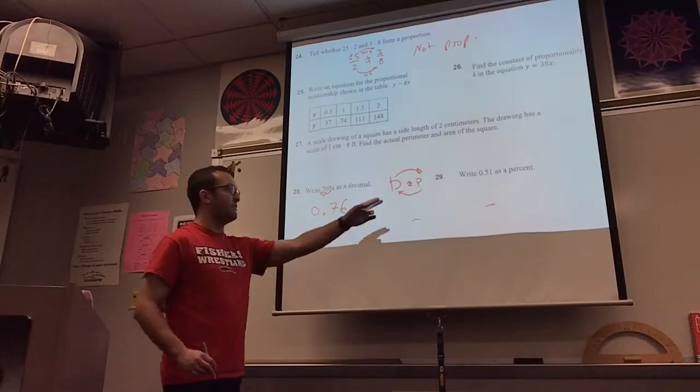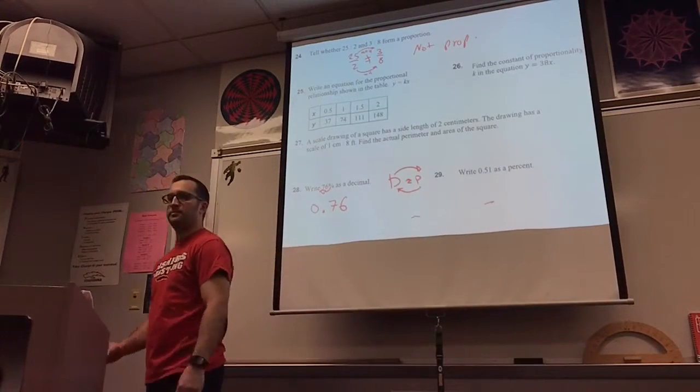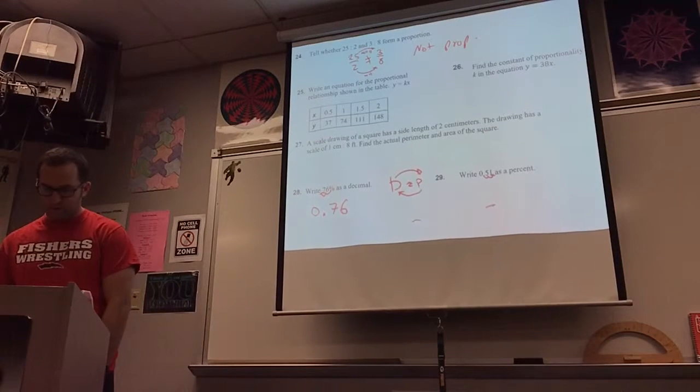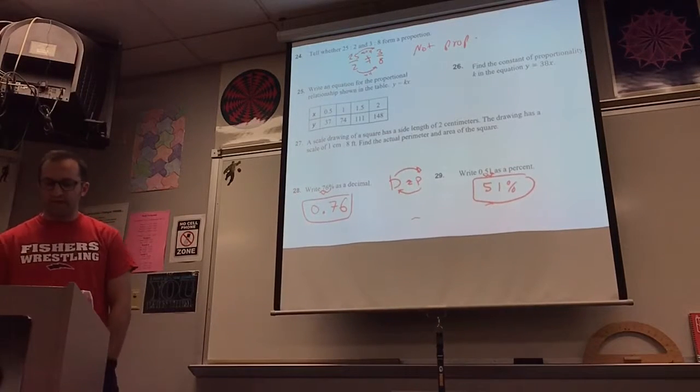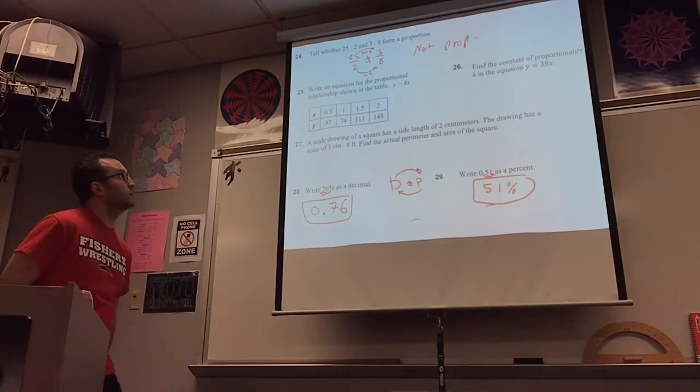And then writing 0.51 as a percent is decimal to percent. What am I going to do there? The exact opposite. 2 to the right. And I get 51%. Okay? Now, 25 and 26. I'm going to talk about that. Shouldn't take too long to do those, though.